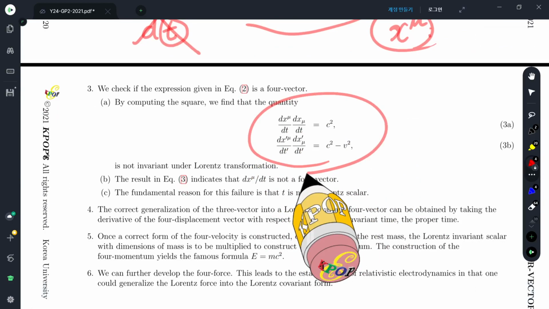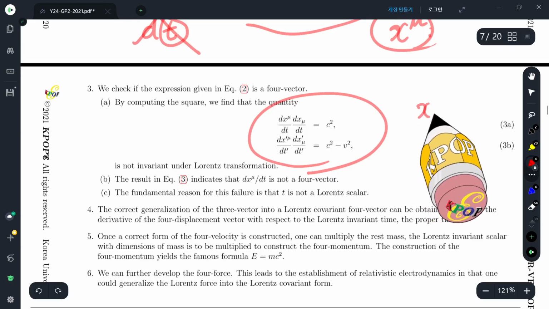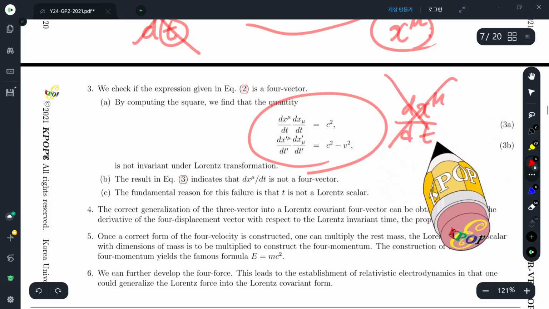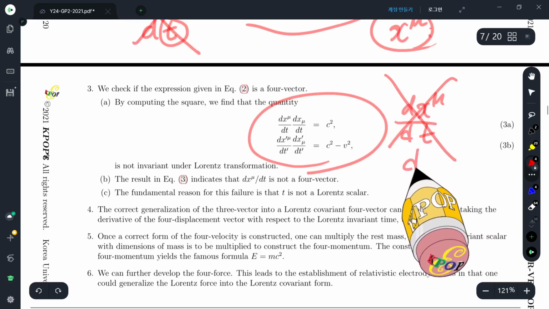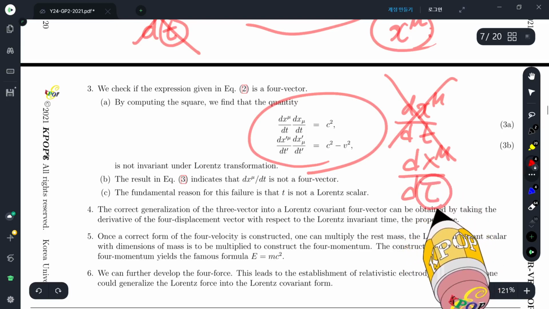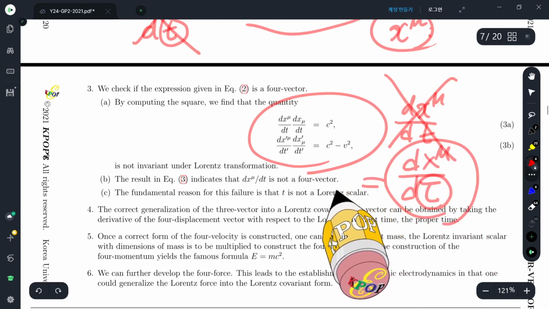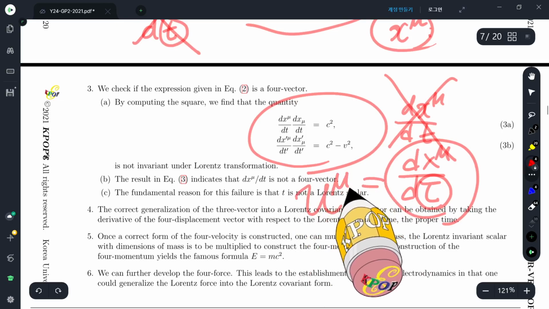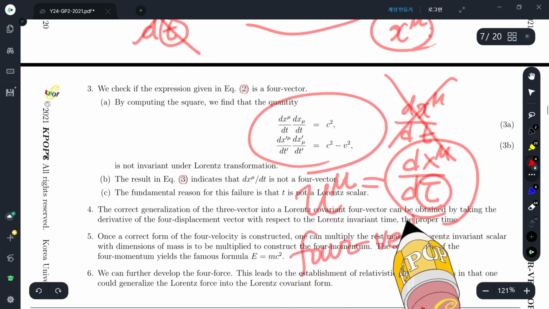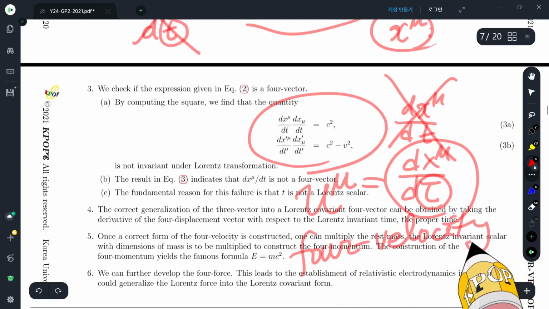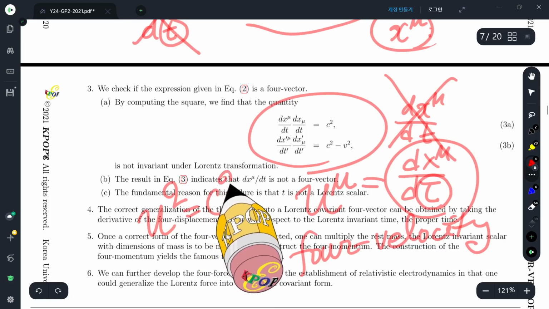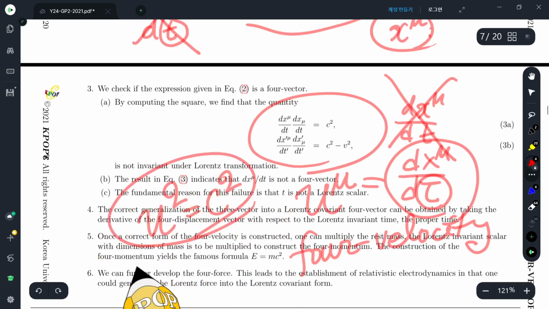Non-invariance of the square. So this x mu derivative with respect to t is not a four vector. Instead, the derivative of x mu with respect to tau is a four vector called u mu, that is the four velocity. And its square, u squared, is always the speed of light squared.